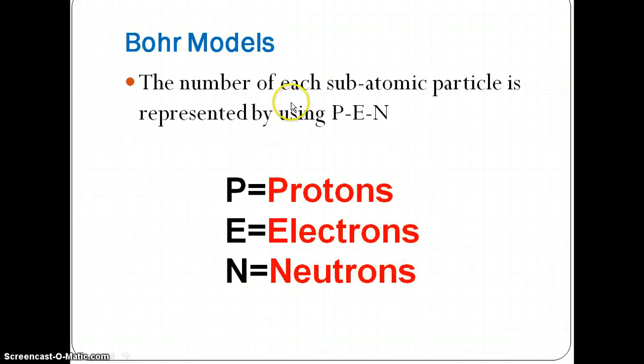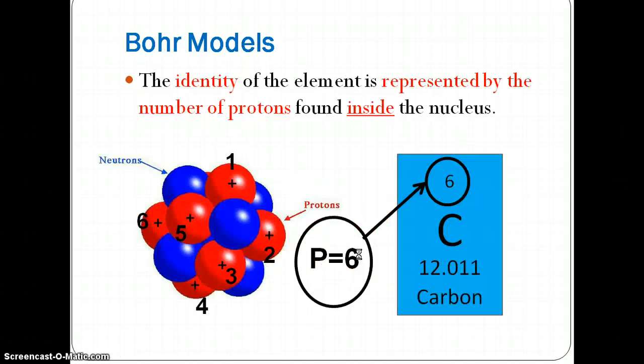Now, if you can't remember subatomic particles, what they are, here's a little something for you to remember by. Pin. Don't forget your pin. Protons, electrons, neutrons. So this is another way for you to remember it. Bohr models.